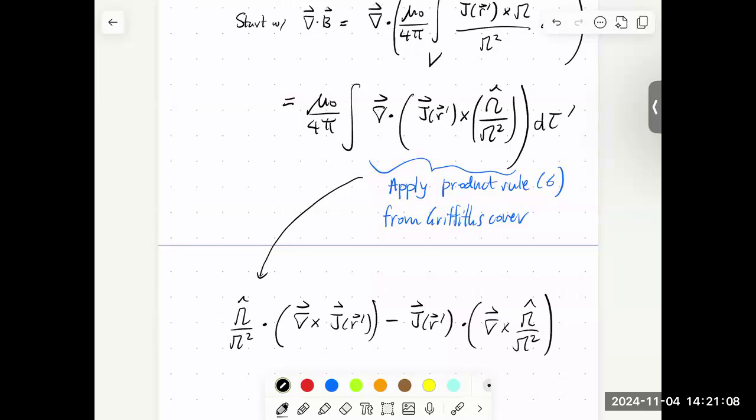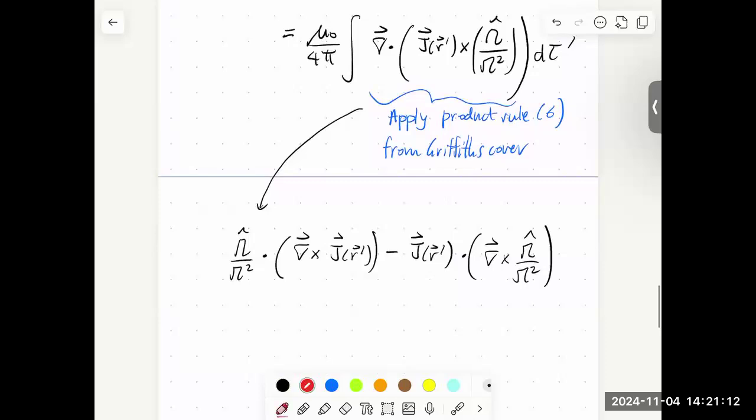What's this one going to be? Why? Because we're taking derivatives with respect to things that don't exist. This depends only on primed coordinates. This is a derivative with respect to unprimed coordinates. So this is 0, since we take derivatives with respect to unprimed coordinates, and j depends only on the primed coordinates.